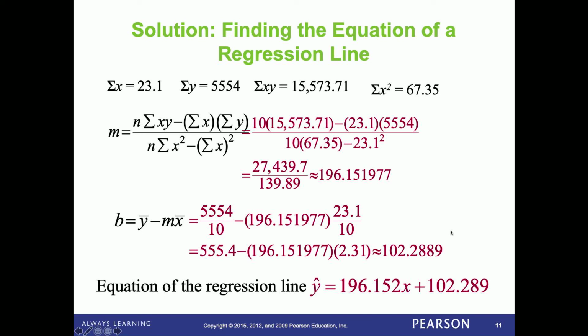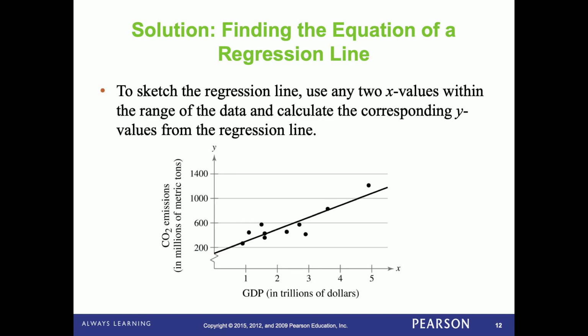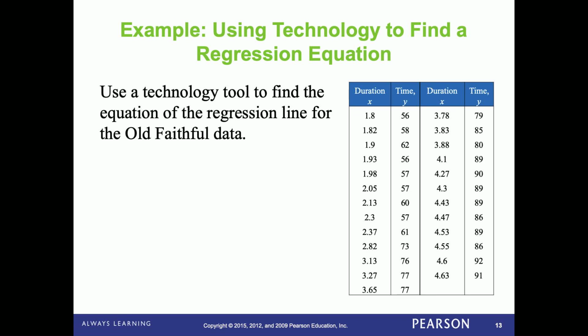So you can use the TI calculator. Just make sure you put in the data correctly and then follow those steps. And those are the points, and that black line is the line of best fit. Now, what happens if you don't have a TI calculator? Well, let's figure out how to do it using Excel.